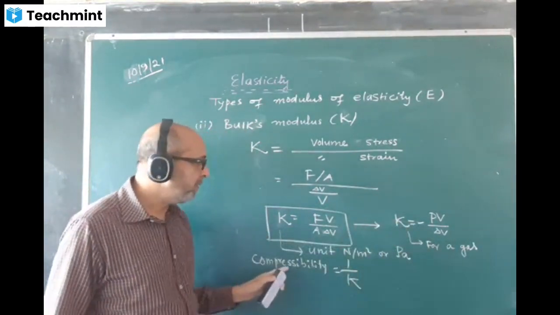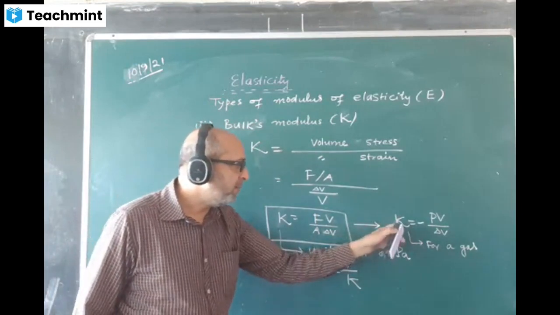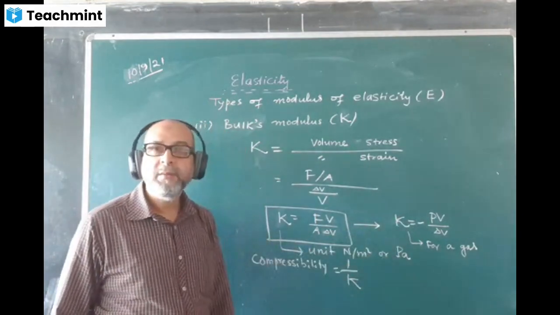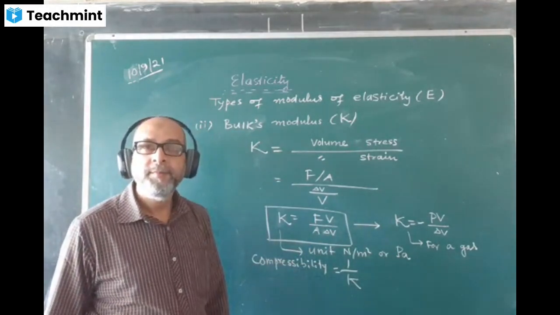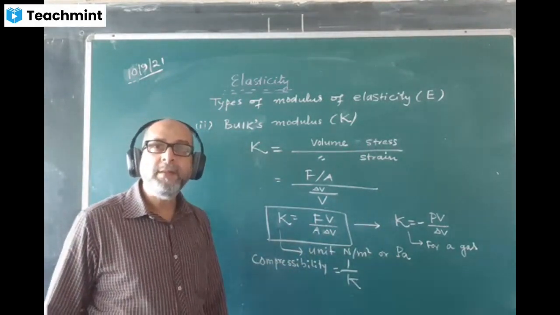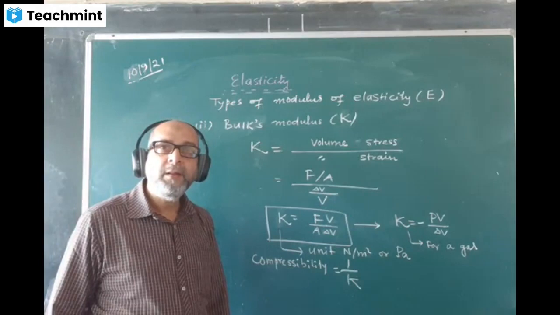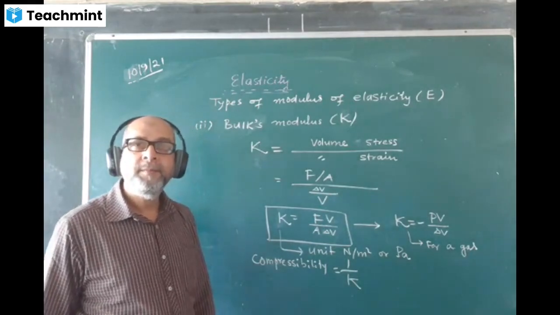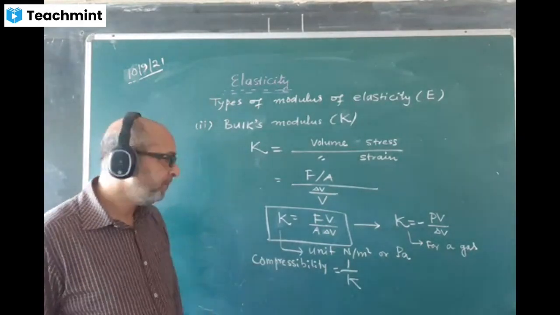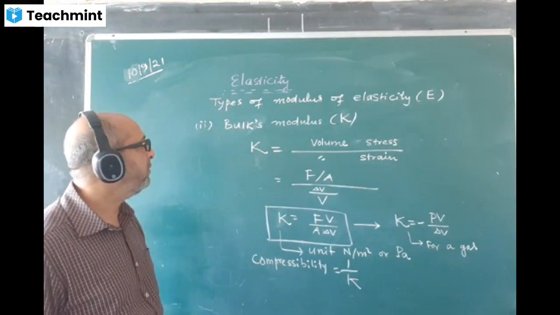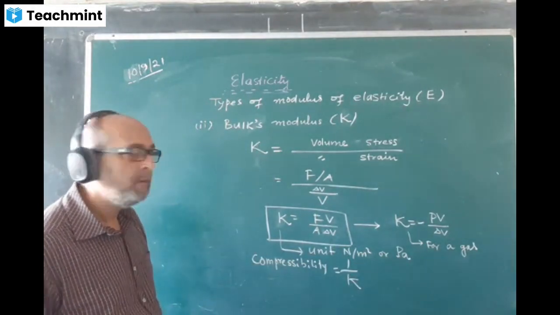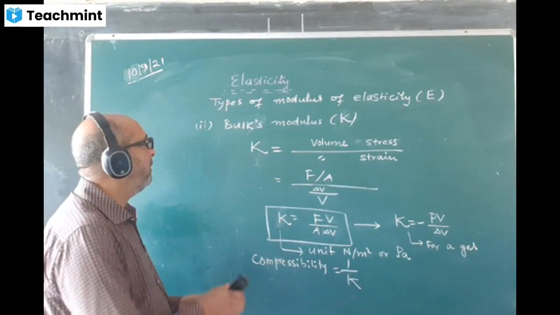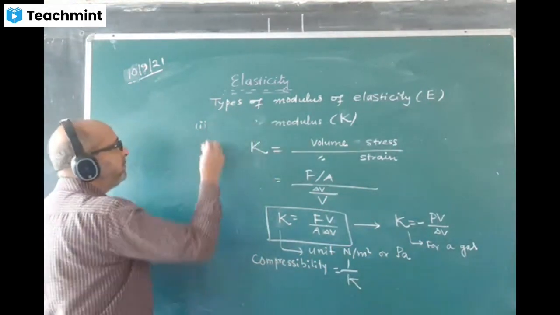So K value is less, so compressibility will be more. Okay, just keep in mind. Yeah, any question? Any question? No, sir. Okay.